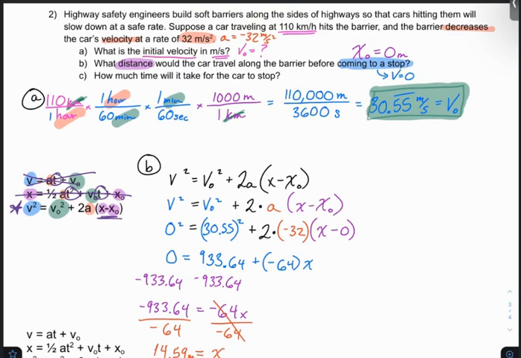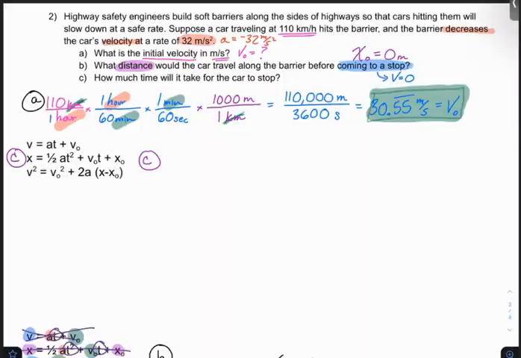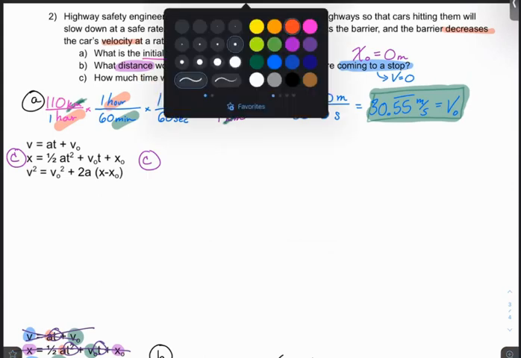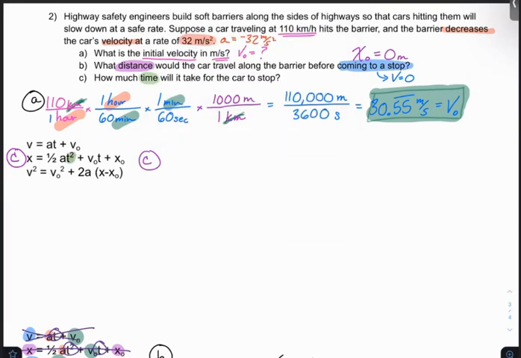All right. Now for part C, I'm going to go ahead and move this out of the way and do part C for you all. Alrighty, so for part C, I'm going to go through again. I'm going to make sure that I have the variable that I'm solving for. This time I'm solving for time. So that means I need to make sure I have time. So one of these first two equations is the one that I want. I don't want that one because it does not have time in it.